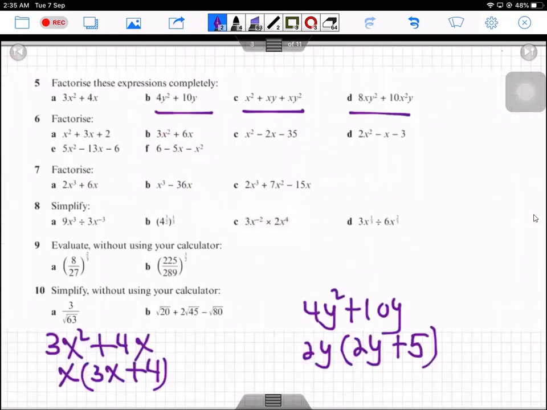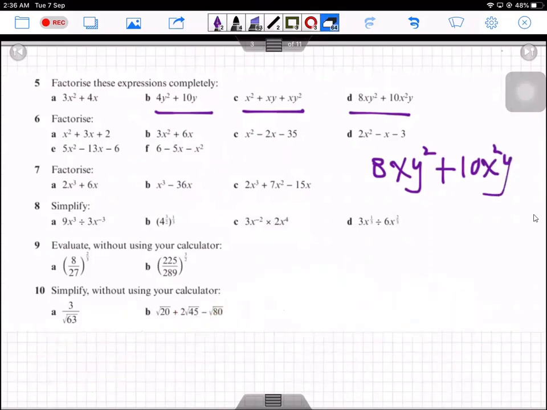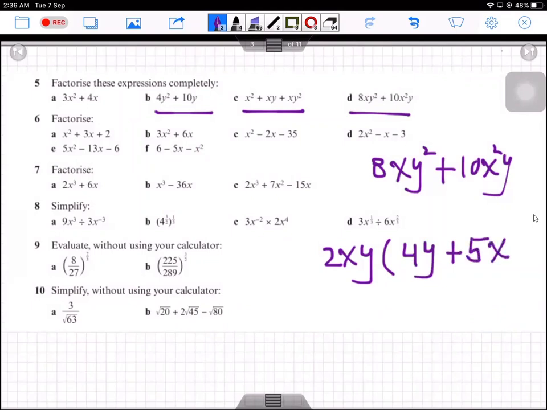Then we have part D, 8xy square plus 10x square y. I'm solving it over here. Let me just say this is working. So since we know that 2 is also common, x is also common, and y is also common. So taking 2xy as common, what we are left with inside is 4 times y, and then 5x. And yes, this is the end. This is the factorized form.